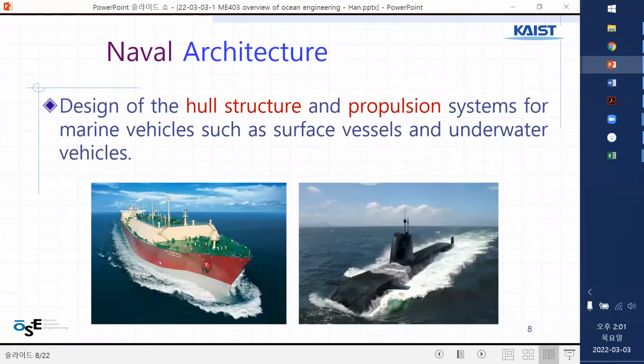But comparing to the hydrodynamics, this is structural engineering. And there is hydrodynamics only for the hull outside of the ship, wave and also pressure coming from water. And also submarine is more important for that. And then propulsion is for the engine and propeller. So there are several sectors inside the shipbuilding system.